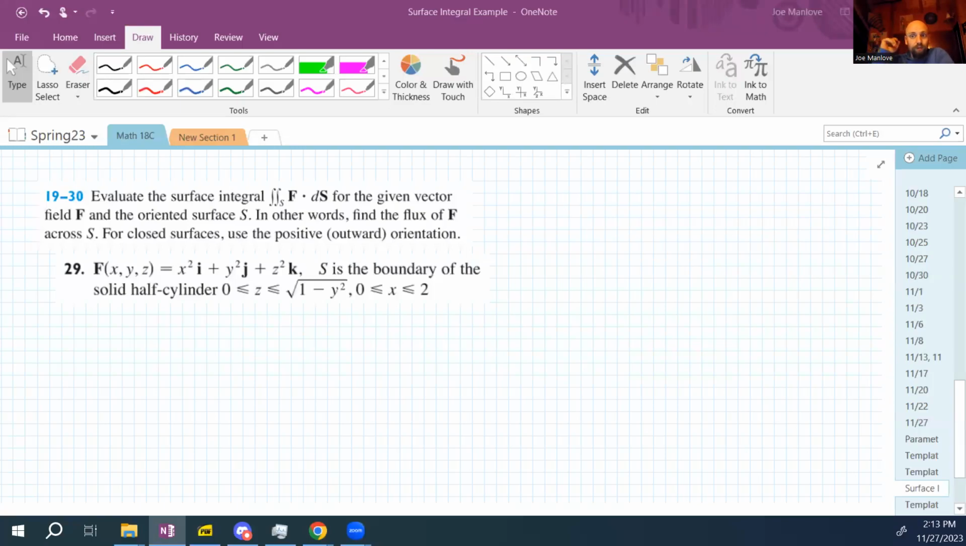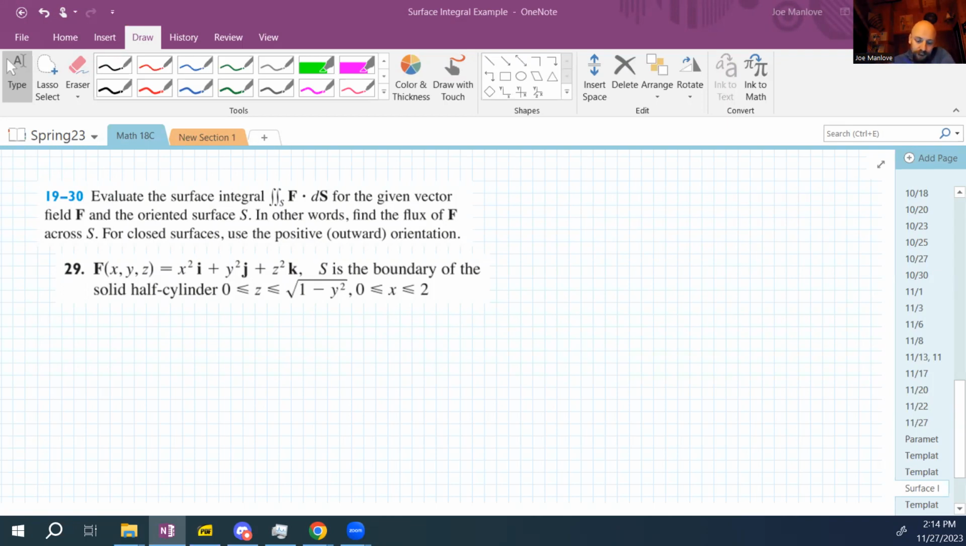Okay, so we're going to go through an example of surface integral, and these can be kind of a pain. For this one, I have a surface S that's the boundary of a solid half cylinder. So first I need to figure out what this thing looks like, and then I'm going to have to parameterize all the pieces that make up this boundary.